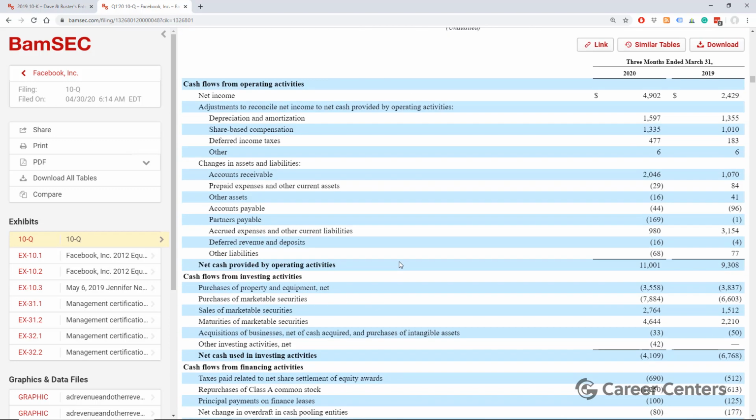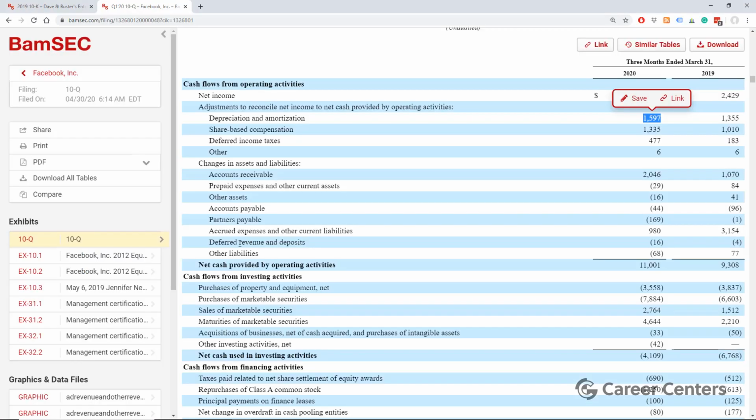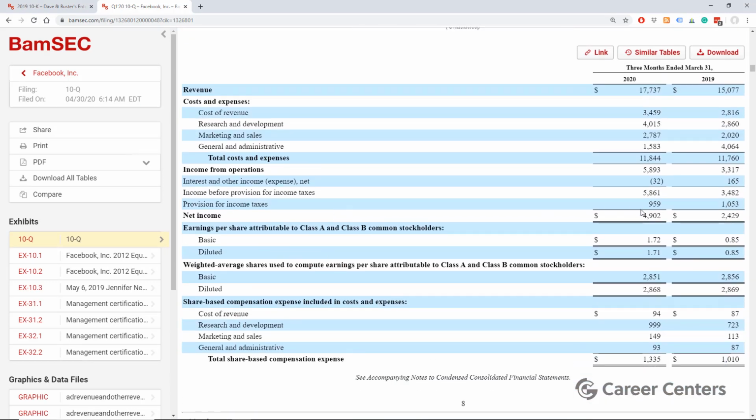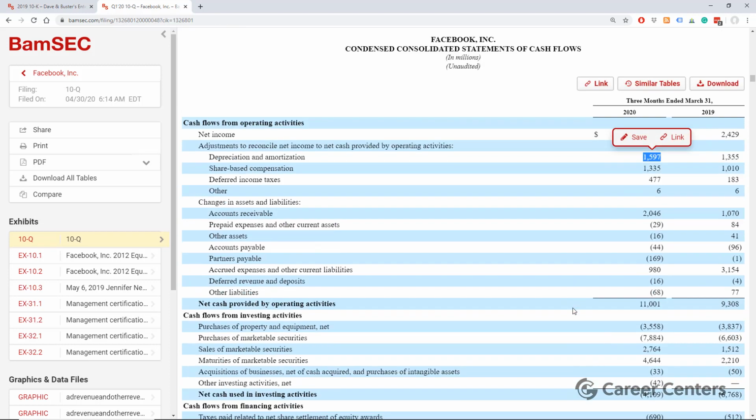So where is it? I scroll down to the cash flow statement. In cash flows from operating activities, I can see D&A right there, 1597. So I'm going to take that plus 1597, and that's my EBITDA. Again, like we did for Dave & Buster's, you could have started with net income, adding back taxes, adding back interest and other expense, and then adding back D&A, and you would get to the same answer.